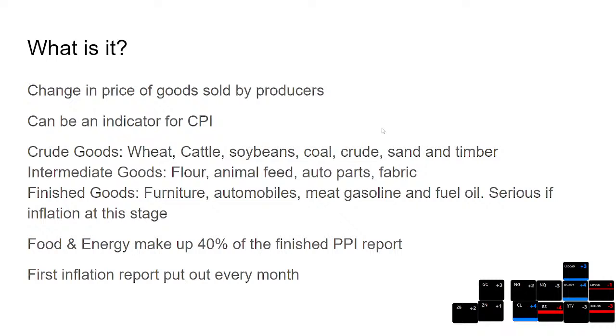So PPI shows the change in price of goods sold by producers, and it can be a leading indicator for CPI, the Consumer Price Index. So what does the PPI include? It includes crude goods such as wheat, cattle, soybeans, coal, crude, sand, and timber. And then you have the intermediate goods, such as flour, animal feed, auto parts, and fabric. And then finished goods such as furniture, automobiles, meat, gasoline, and fuel oil.